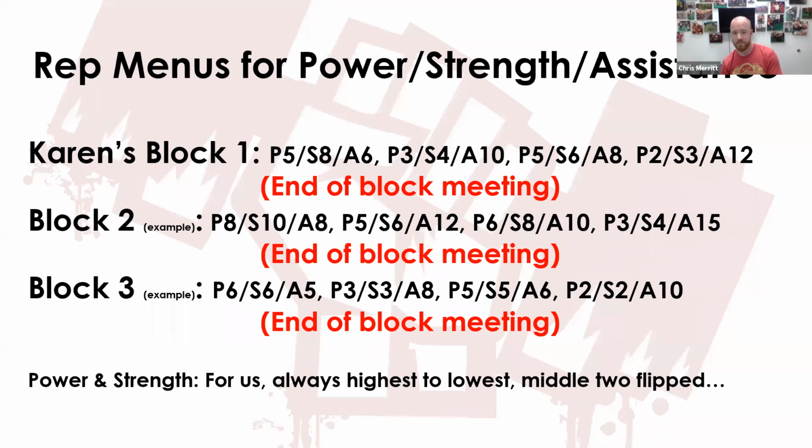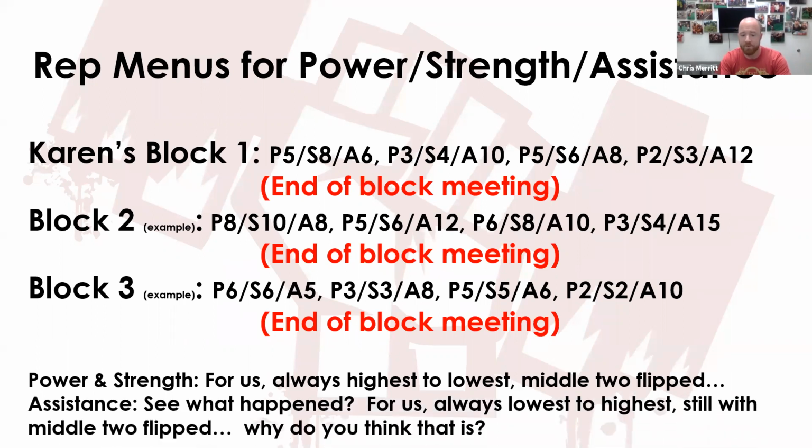We're going to have many conversations at the end of every single phase. We're going to talk about those soon. But then at the end of every single block, every 4 to 6 months, we're going to sit down with them again, much like when they started the gym, right? Instead of just assuming, oh, they're showing up, everything's good, let's keep going, okay? Now bringing it back to what we were talking about, for us, always highest to lowest, middle two flip for power and strength, but not for assistance.